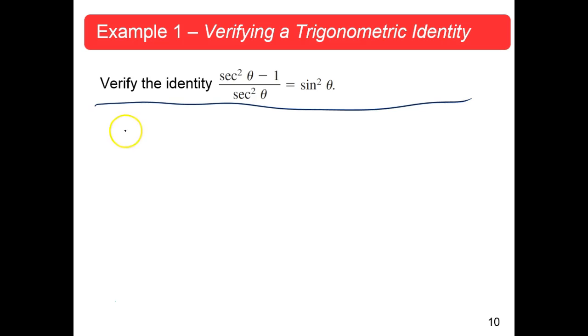Verify this identity. Secant x plus tangent x supposedly is equal to, we don't know for sure though, cosine x over 1 minus sine x. Now, what might you suggest that we do to verify that identity? Any ideas?